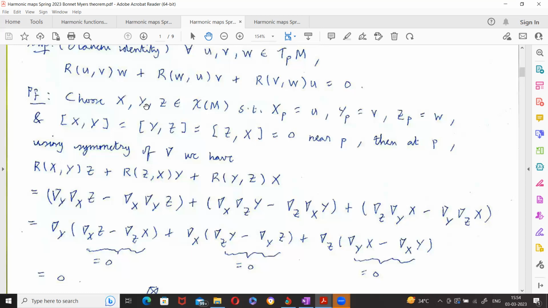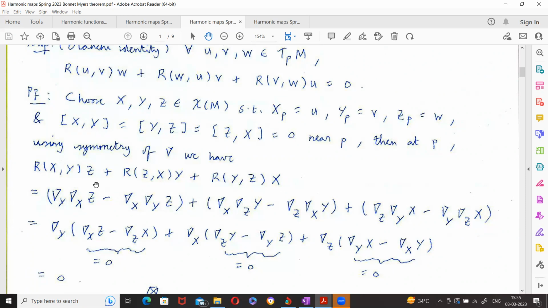So you choose 3 vector fields X, Y, Z, whose values at P are equal to U, V, and W, and which commute in a neighborhood of P. We can always do this. You just take these X, Y, Z to be linear combinations of the basis vectors ∂/∂x_i with constant coefficients. Because the coefficients are constant, the brackets will be 0. So then what we get is that R(U,V)W plus R(W,U)V plus R(V,W)U at P is equal to R(X,Y)Z plus R(Z,X)Y.